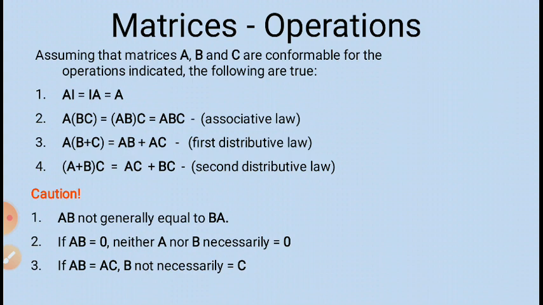Next, the second caution is, if AB is equal to 0, the product of A into B is equal to 0, neither A nor B necessarily is equal to 0. It means A need not be equal to 0, B need not be equal to 0. Then the third caution is, if AB is equal to AC, B is not necessarily equal to C. It means B need not be equal to C.